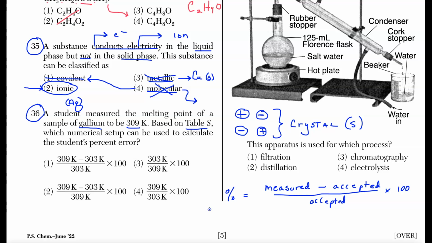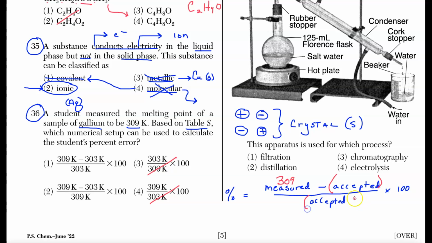Now, what are they giving me? They're giving me the student's measurement. Well, the student measurement is 309. That's the measured value, so that's 309. And that goes in front. And you can see for a second here that we can get rid of 3 and 4 because we're not subtracting the measured minus accepted, as it should be in a percent error formula given to you in Table T if you don't know. Okay, now the accepted value has to be something we get from Table S.